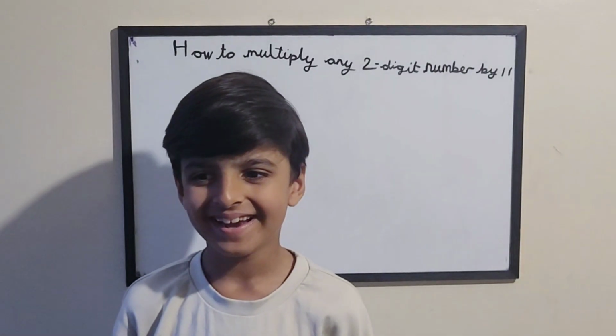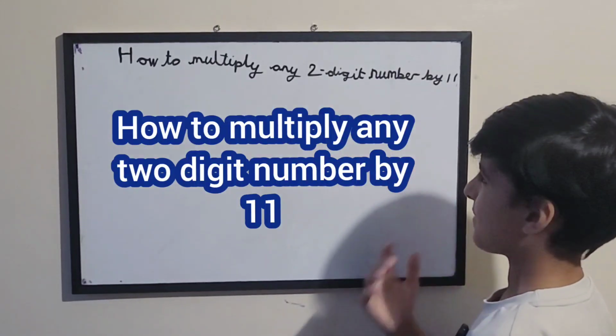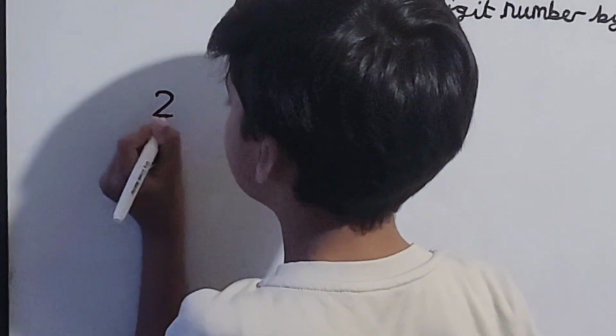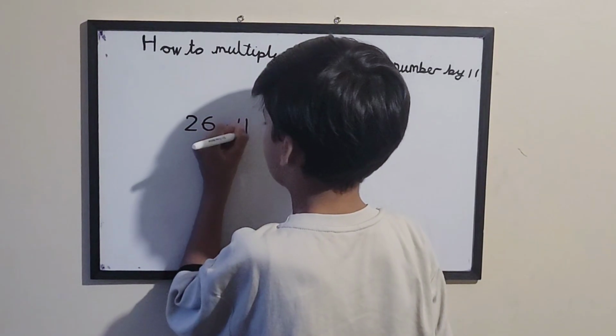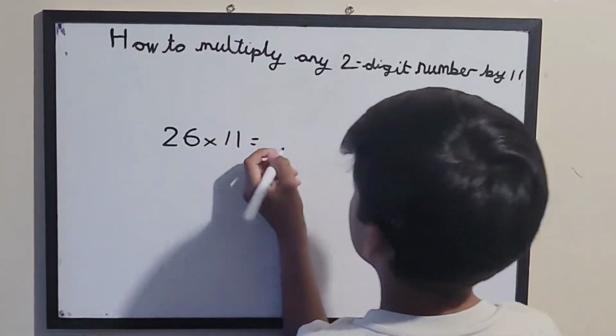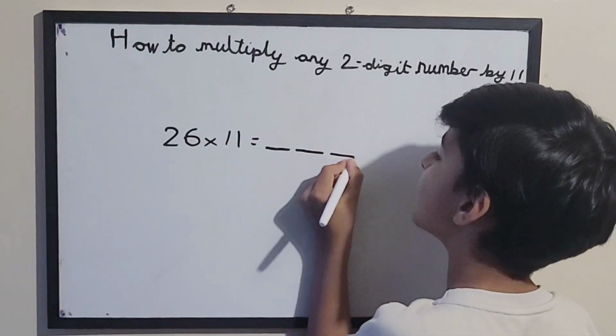Hi, and today I'm going to show you how to multiply any two-digit number by 11. So first, let's start with this example: 26 multiplied by 11 equals. So first, separate it up into 3 bars.